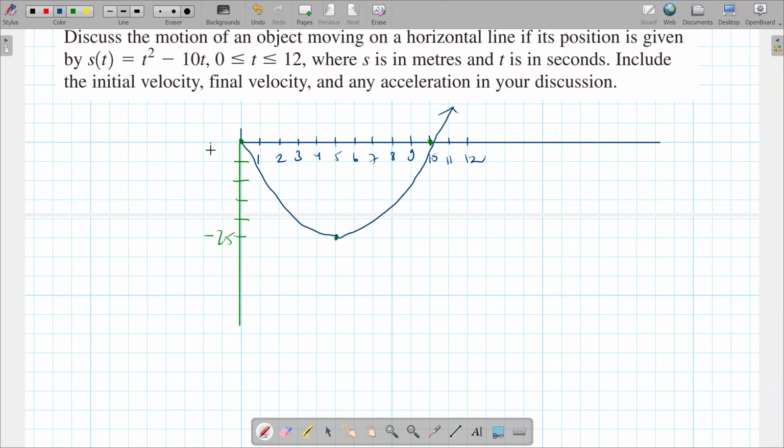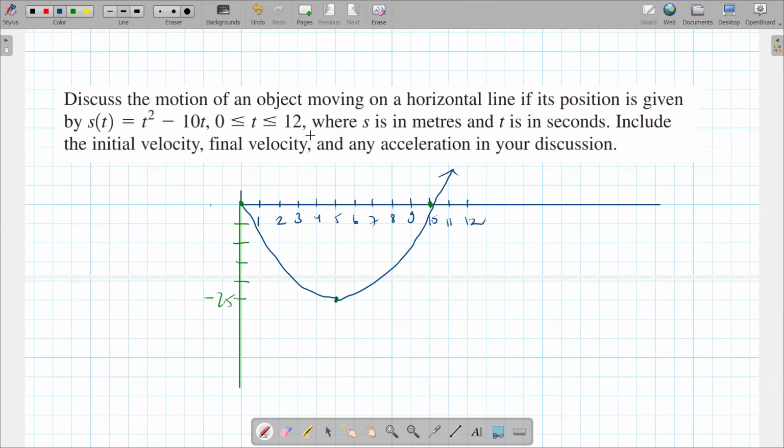We don't care about less than 0 because the range they've given us is 0 to 12. So they've restricted the domain for us. At 12, it'll be 144 minus 120. At 12, the y value is 24. So there we go. That's our curve.